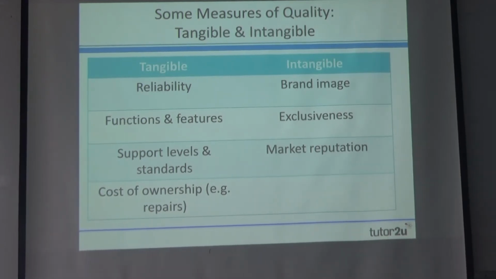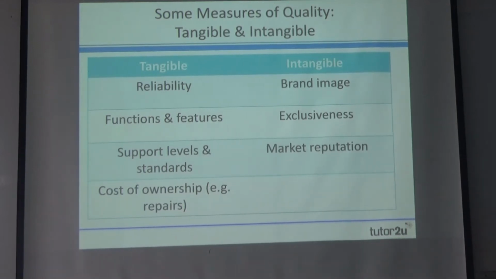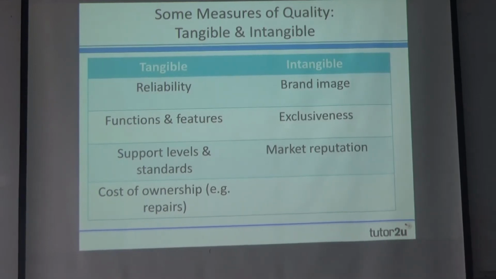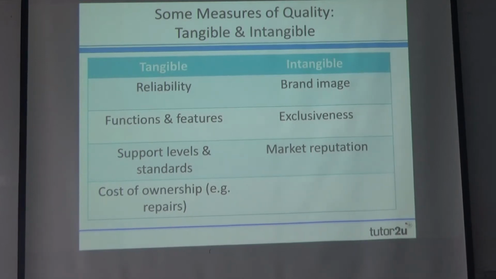Does it have all the functions and features that it says it has and that the product needs? Is there a strong level of support? Is it built to the right kind of standards? And also a tangible measure of quality is what is the overall cost of ownership? Don't forget, when you buy a product, it's not just the price that you pay for the product, it's also the cost of ownership. For example, maintenance or repairs, insurance. So you've got to look at the overall cost to the consumer as part of a tangible measure of quality.